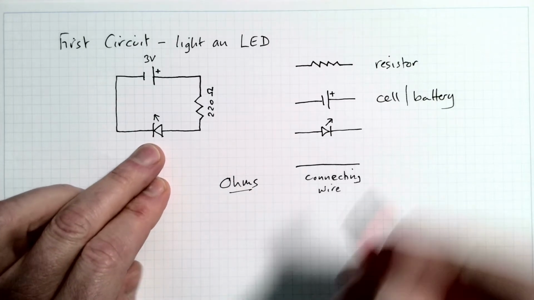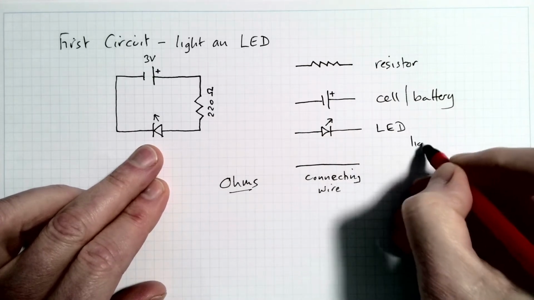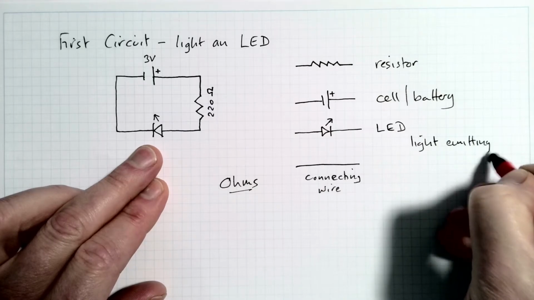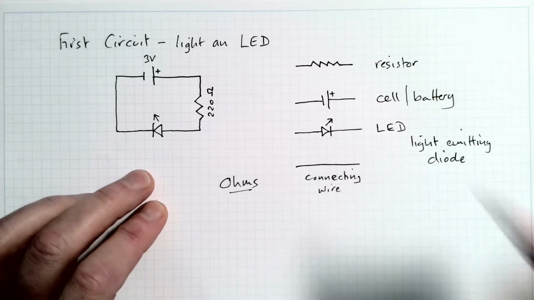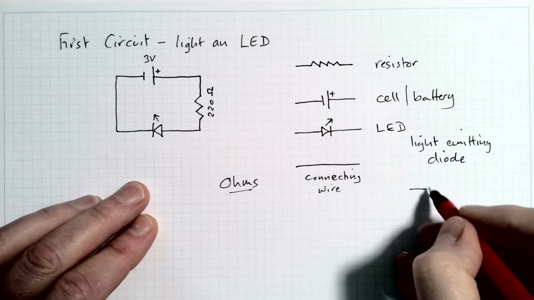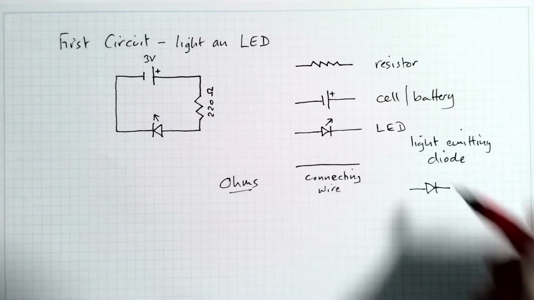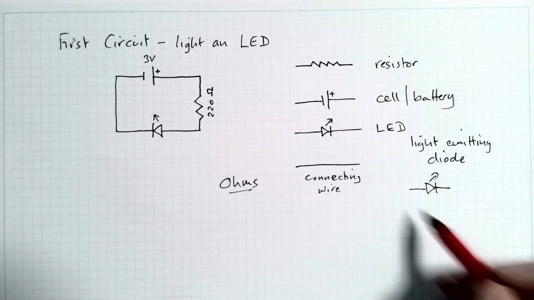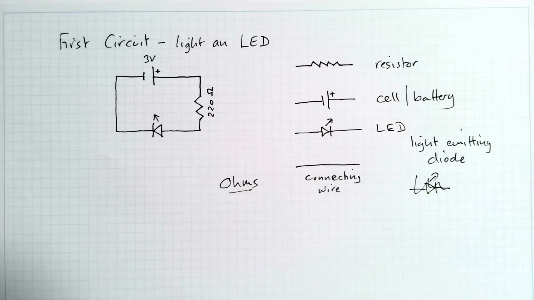Now the LED, this is the LED. Now LED stands for light emitting diode. All right. Now the symbol for a diode is essentially this, and if it emits light, we put an arrow on it like that. So that becomes a light emitting diode. So this particular symbol here is what we're going to use for our light emitting diode.